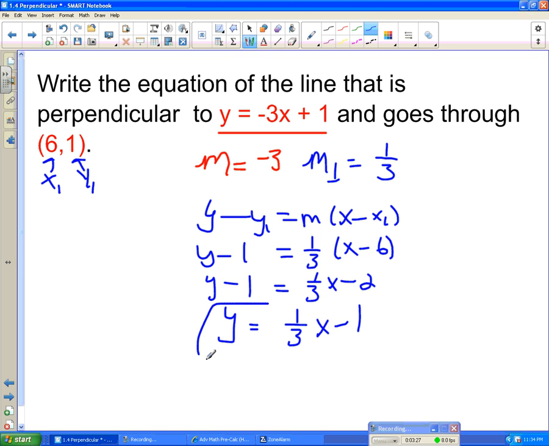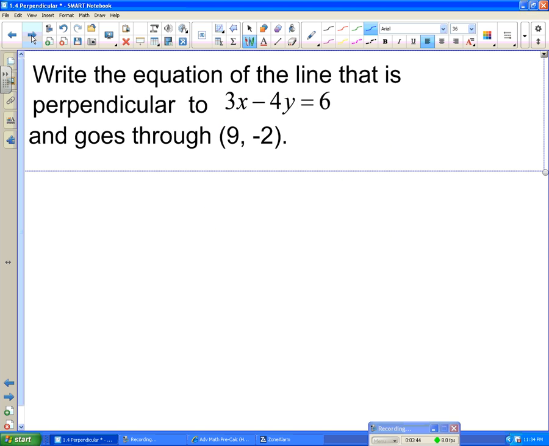So here's the equation of my new line. And if I compare the two lines, I see here the slope is -3. Here my slope is 1/3. If I take -3 and I flip it and change the sign, I do get 1/3. And then I've got some different y-intercepts. So this line is perpendicular to the original line. So that was pretty straightforward.